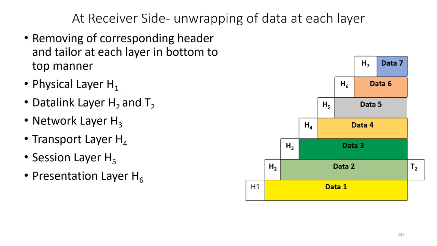The presentation layer removes information in the form of header 6, which was added by the presentation layer of the sender, and the remaining data is sent to the next layer, which is the last layer at the receiver end, that is the application layer. The application layer removes information in the form of header 7, and sends the remaining data to the user, that is the receiver.